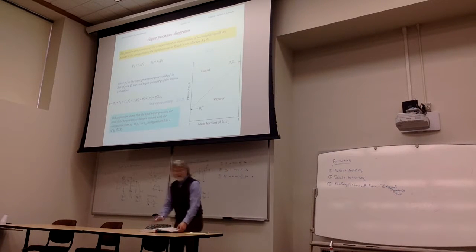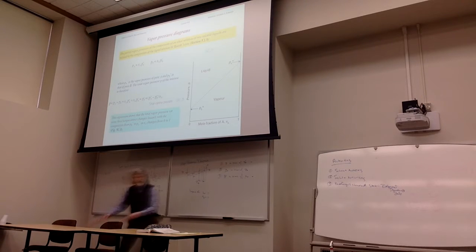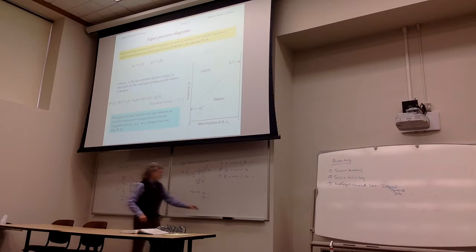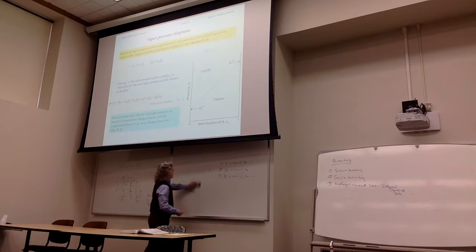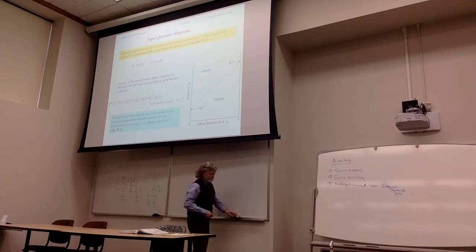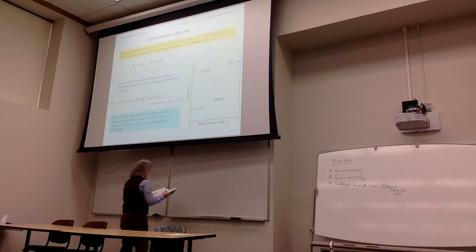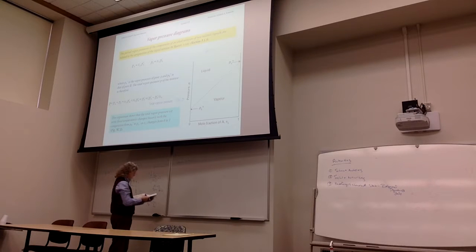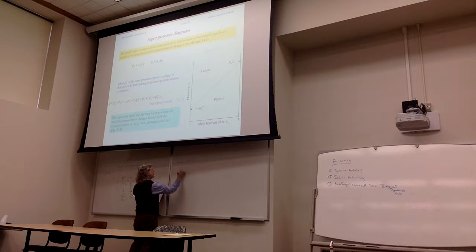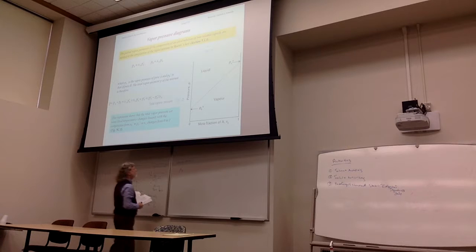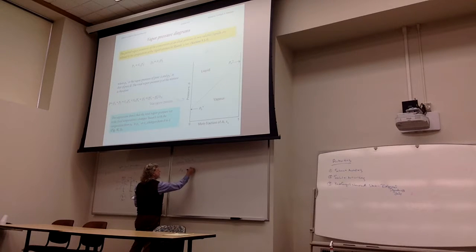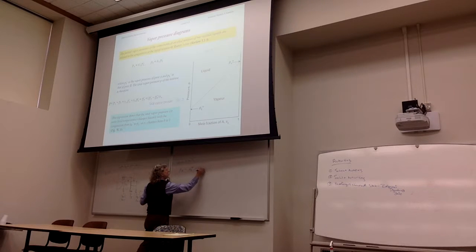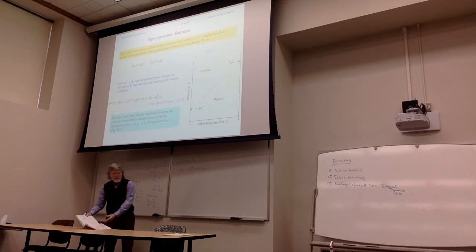So activities, remember, we introduced activities as an effective mole fraction or effective concentration to account for deviation from ideal behavior in real solutions. So, if we're talking about solvent activity, we can write down the chemical potential of our solvent as equal to the chemical potential of pure solvent, plus RT natural logarithm of the activity of our solvent.